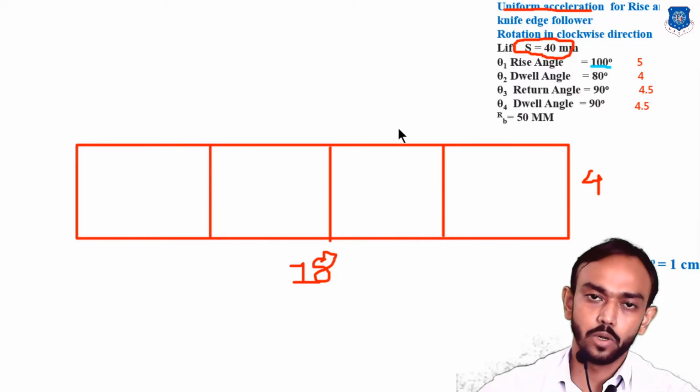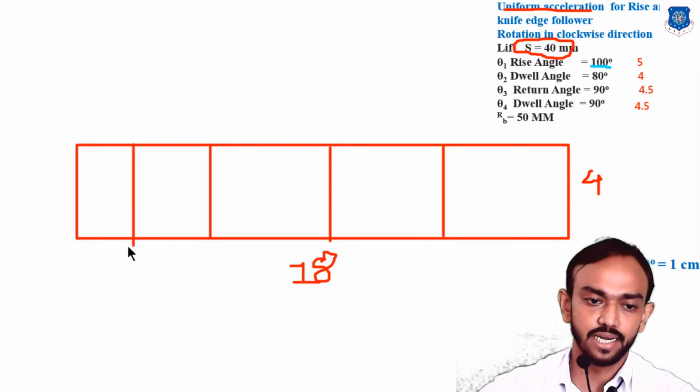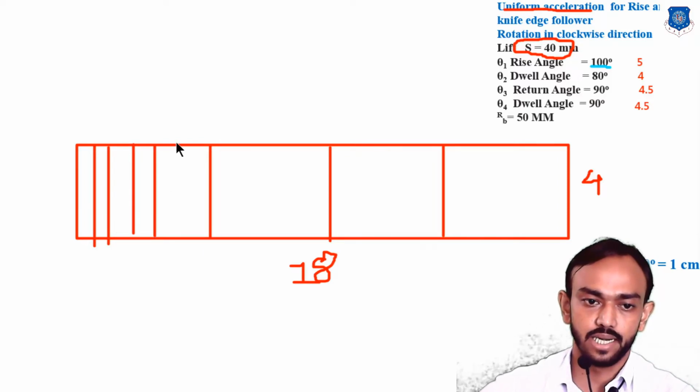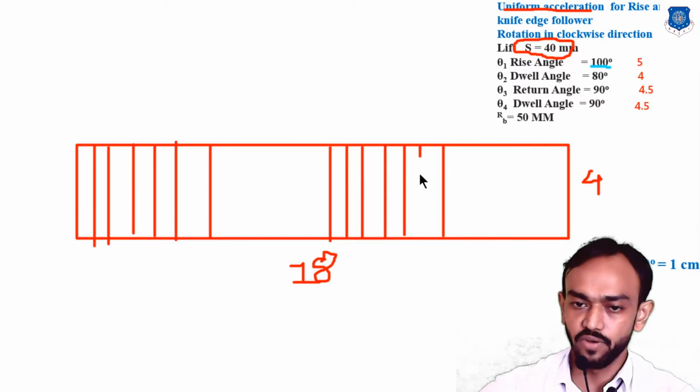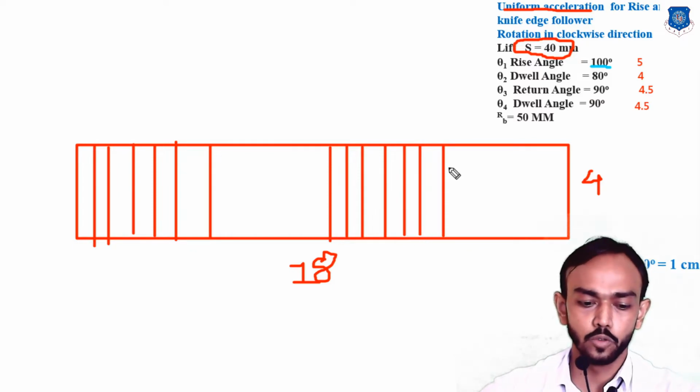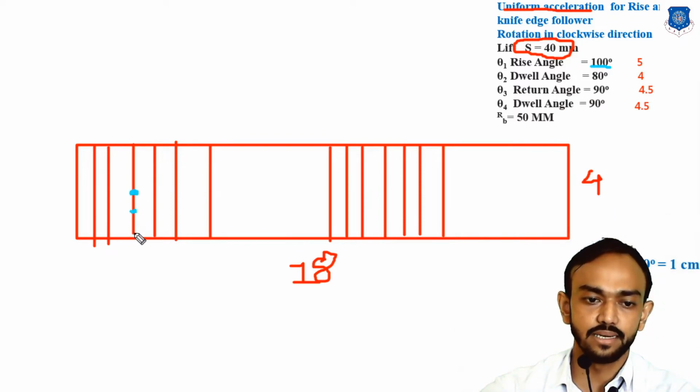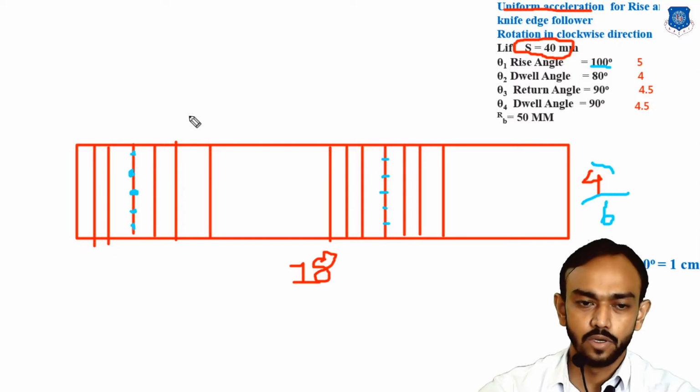And then we are going to divide rise and return into 6 parts, as you already know. This is 6 parts for the rise and 6 parts for the returning angle. After that, in the uniform acceleration, we are going to divide this center line into 6 parts again, the same as here, equally 6 parts, meaning 4 centimeter divided by 6, whatever the answer is.